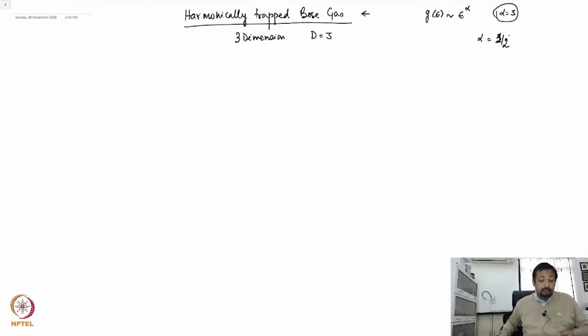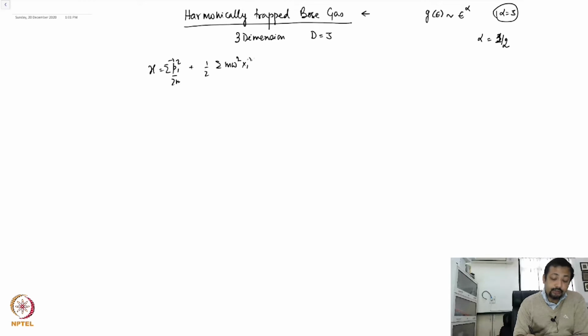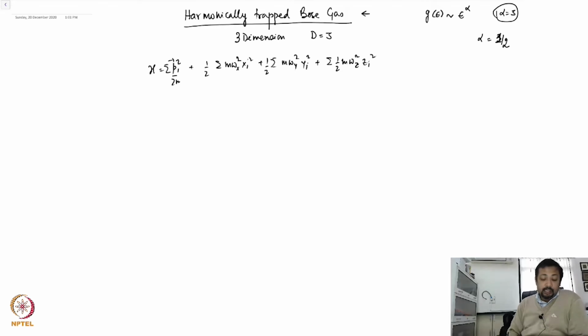Now the Hamiltonian is p square over twice m plus half m omega square xi square plus half. So one can have an anisotropic harmonic potential, so that you have omega y square yi square plus half m omega z square zi square. The half factor should not be missed.